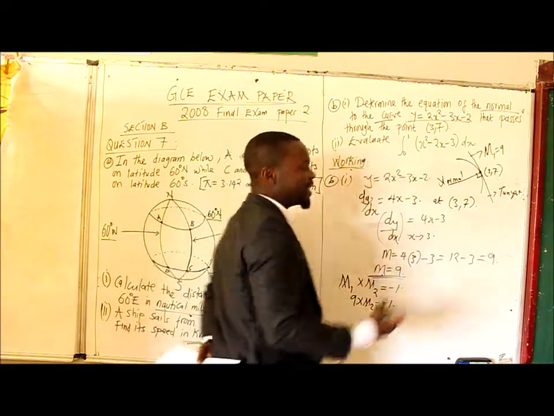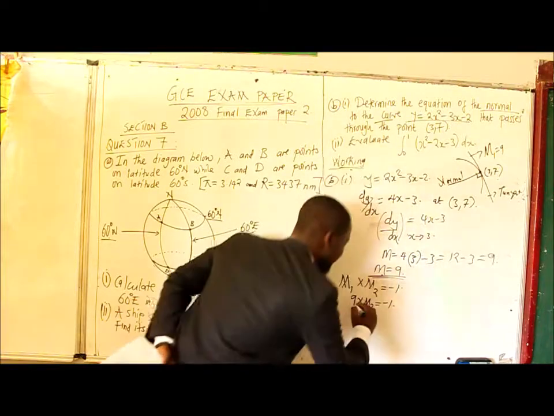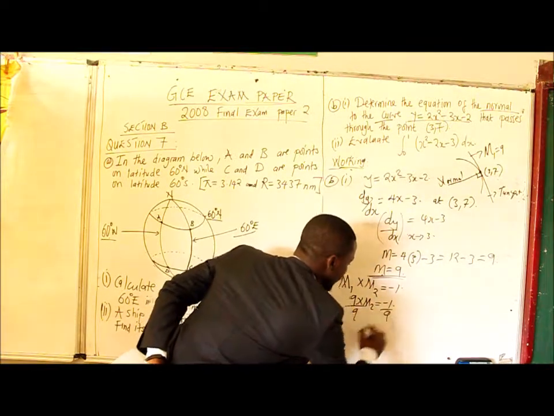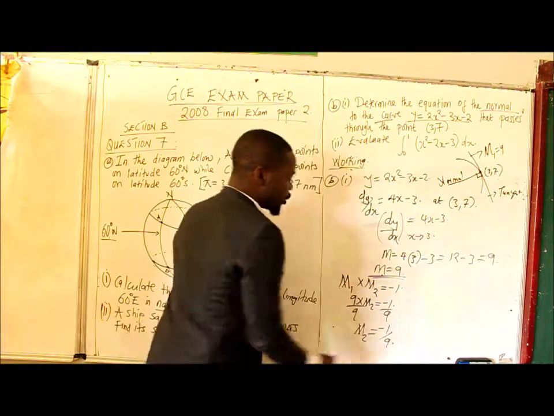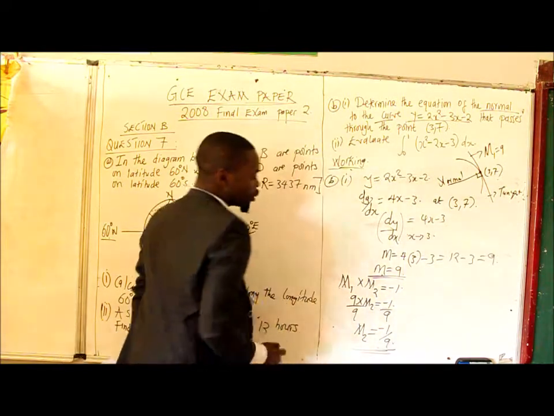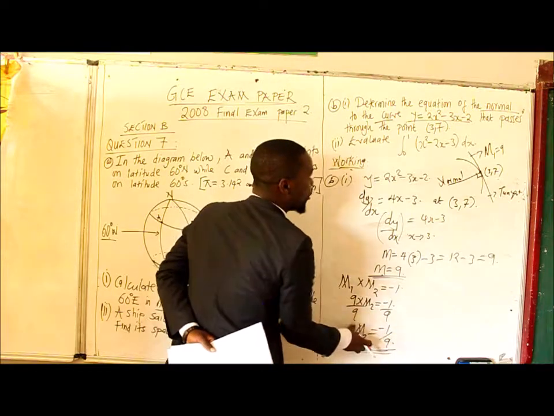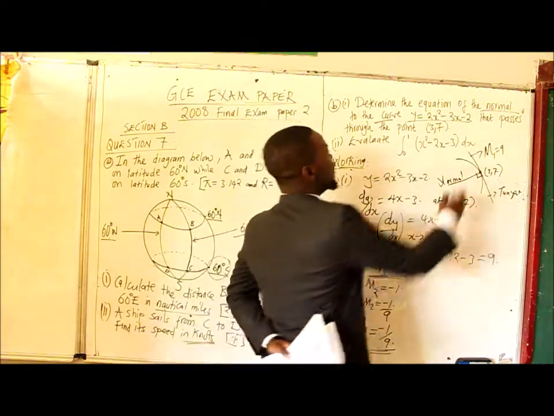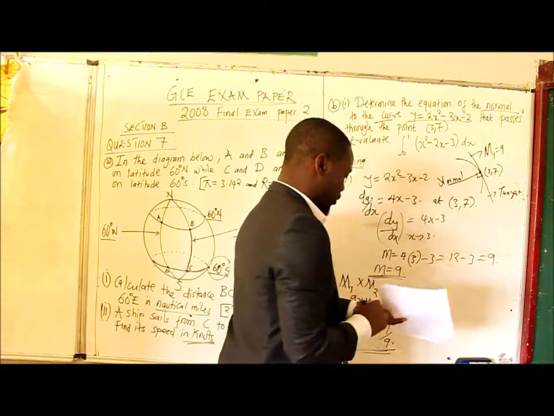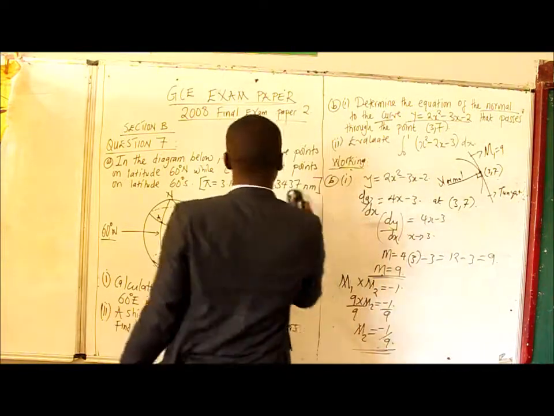Meaning that for the gradient of the normal, you divide both sides by 9. So the gradient of the normal is negative 1 over 9. Now let's use the gradient of the normal and this point to come up with the equation of the normal. Okay, so let me erase this part.